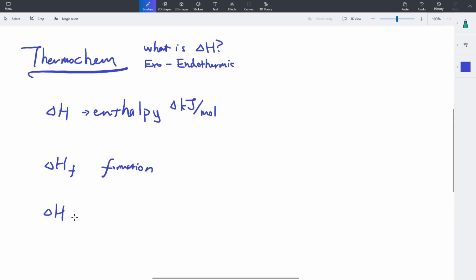I think another one is bonds, so the delta H of the bond. Let me see actually, types of enthalpy. I have to take out my notes. So there's combustion, there's the bond, neutralization. But most commonly, you're probably just going to deal with formation.